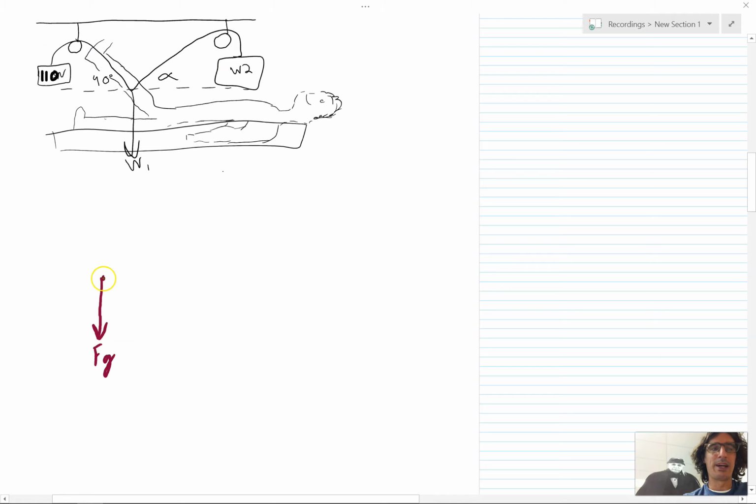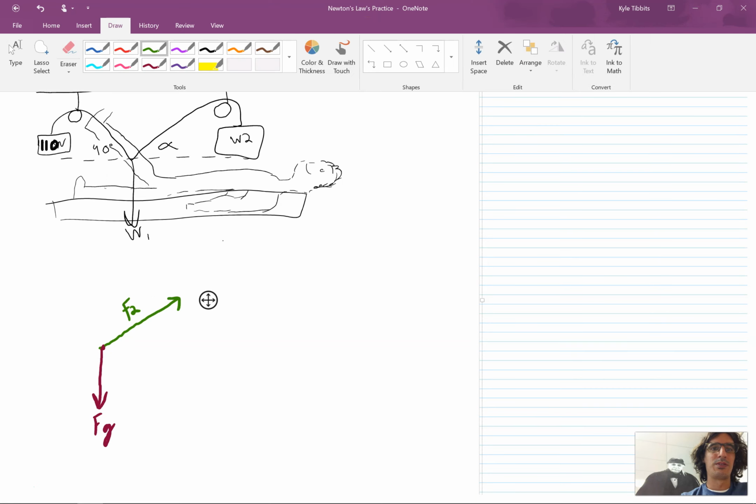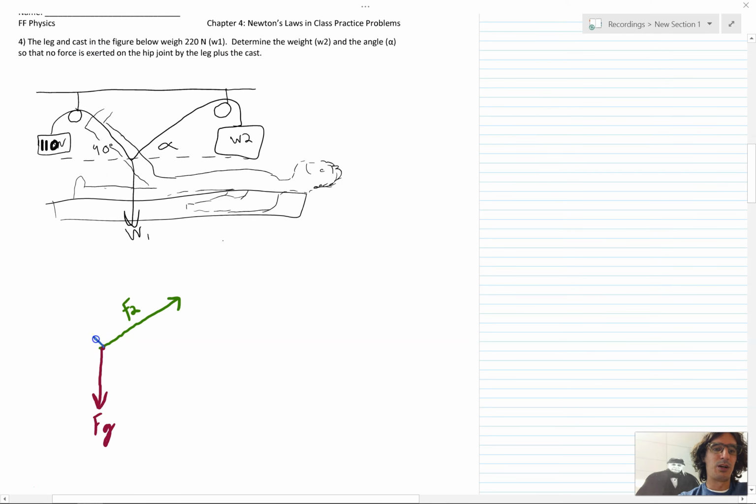And then we're going to add in our resultant forces. We'll look at the one going to the right. Let's just call that F2. That's the force and the tension going up and to the right. And we also have F1 going up and to the left.